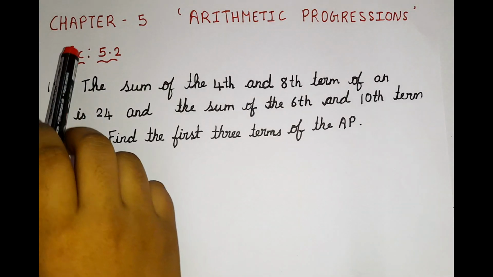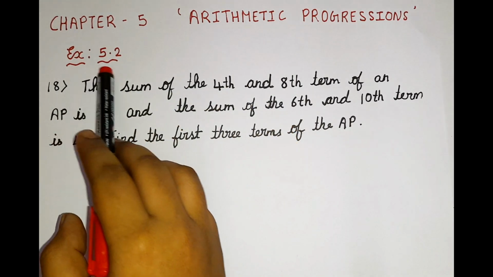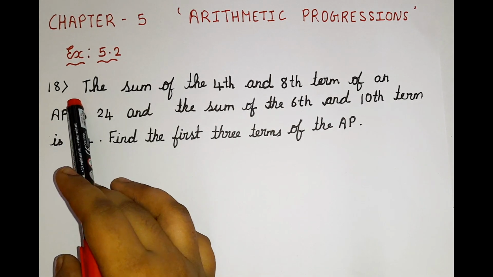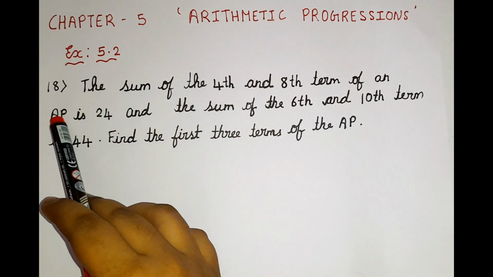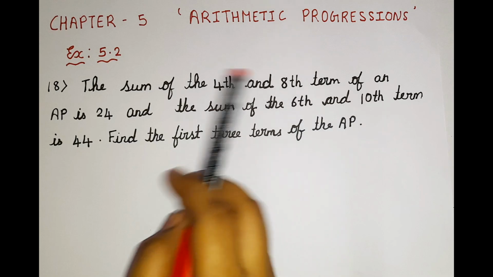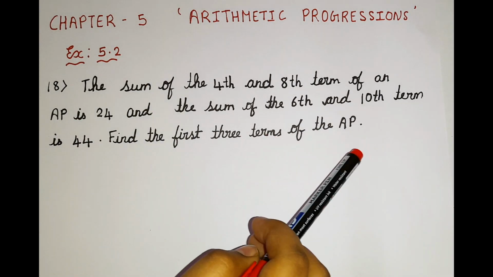Today we are going to be learning Chapter 5 Arithmetic Progressions Exercise 5.2, 18th question. Alright, now let's read the question. The sum of the 4th and 8th term of an AP is 24 and the sum of the 6th and 10th term is 44. Find the first three terms of the AP.